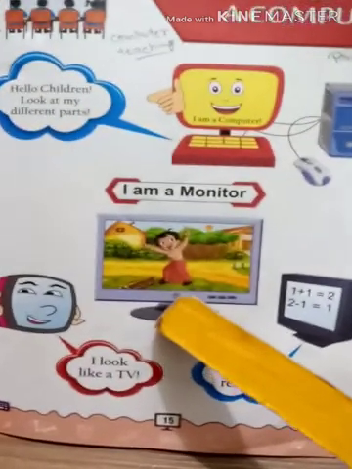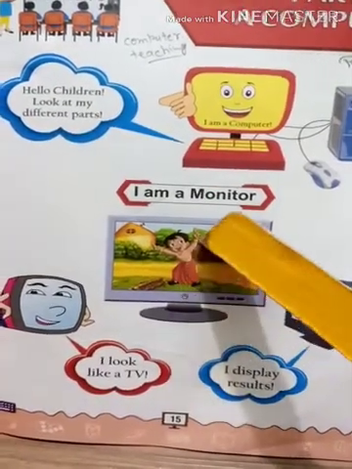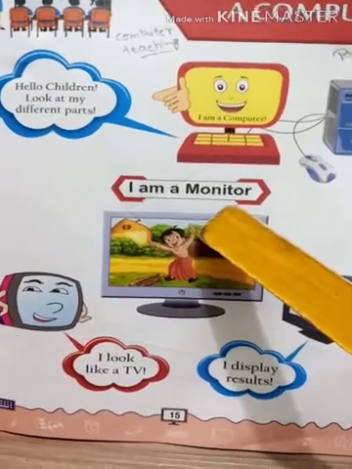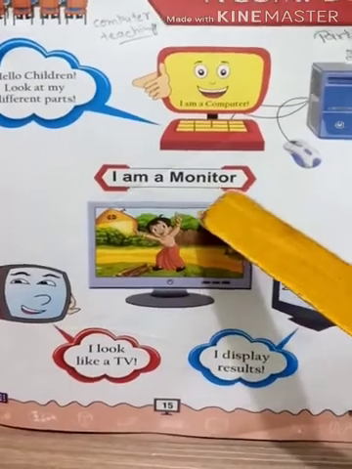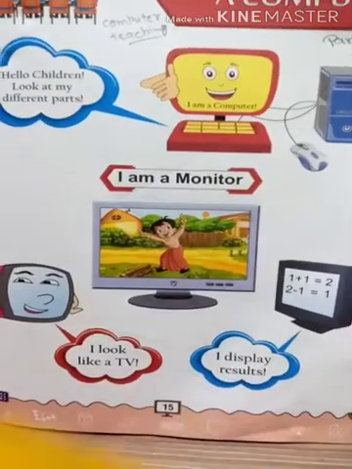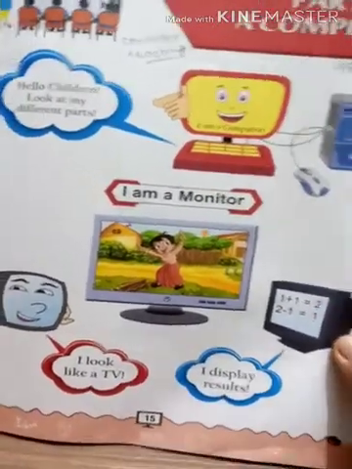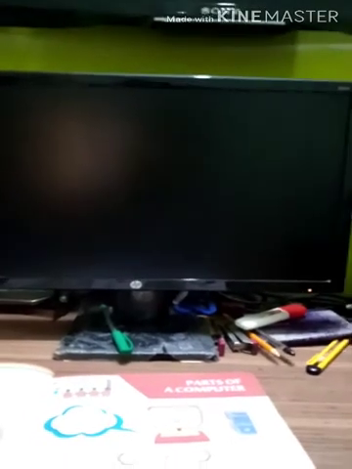The spelling of monitor is M-O-N-I-T-O-R. You have to learn it. M-O-N-I-T-O-R, monitor. It looks like a television. This is our monitor, and you can see it is the same as this actual monitor.